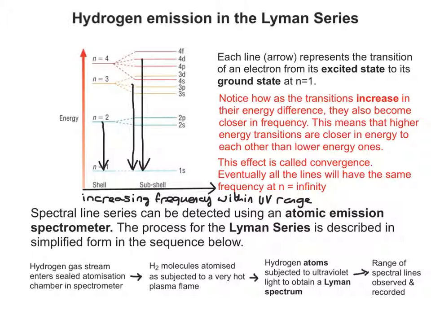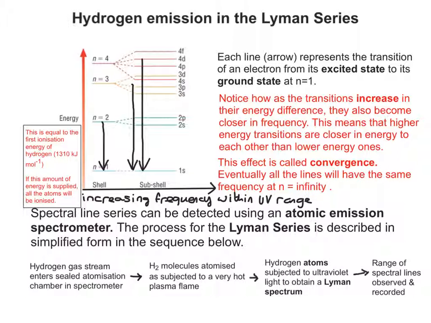So this convergence effect means that all the lines will have the same frequency at n equals infinity. And this is actually equal to the first ionization energy of hydrogen at 1,310 kilojoules per mole to the minus 1. Meaning that if this amount of energy is supplied as ultraviolet light, all the atoms in the sample will be ionized.